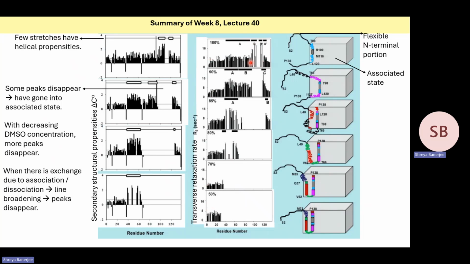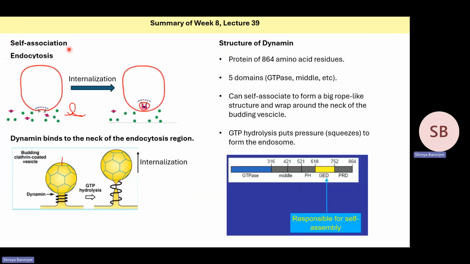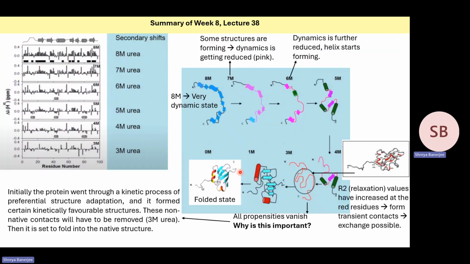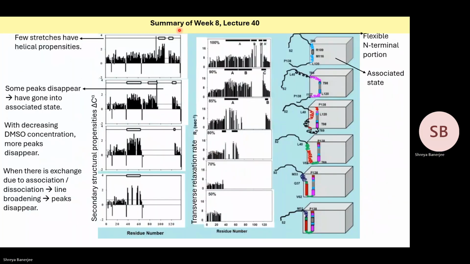At 100% DMSO, mostly it is dissociated into monomers. It is a very flexible portion of the molecule. So you can see these are flexible portions of the molecule. This is the condition in 100% DMSO when it is only monomer. And if you look at the secondary structural propensities of the C alpha, you can see it is mostly positive. Positive C alpha means alpha helix. So at 100% DMSO, in some stretches there are alpha helical propensities.